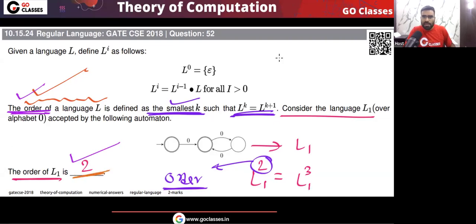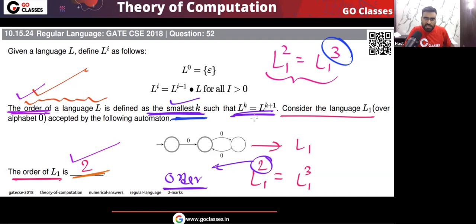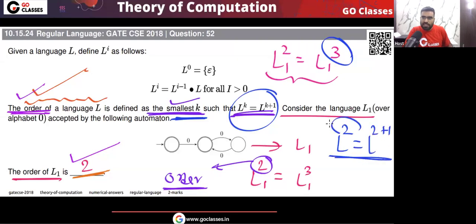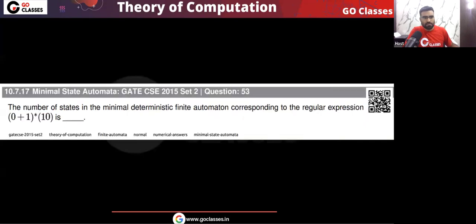And remember, don't say that answer will be 3. Some students can do this. For example, you can see L1 power 2 equal to L1 power 3, and some students put the answer equal to 3. But this is wrong, because the question is saying that order of L is the smallest k such that L power k is equal to L power k plus 1. So order will be 2. Okay, let's move on now.